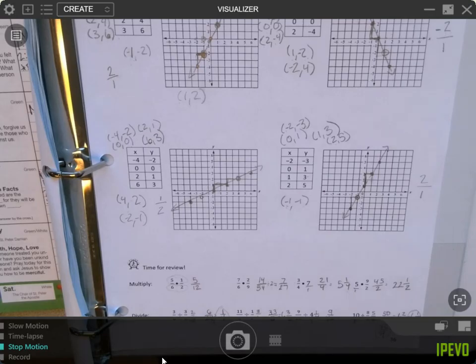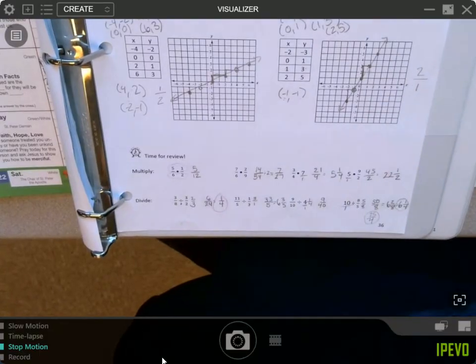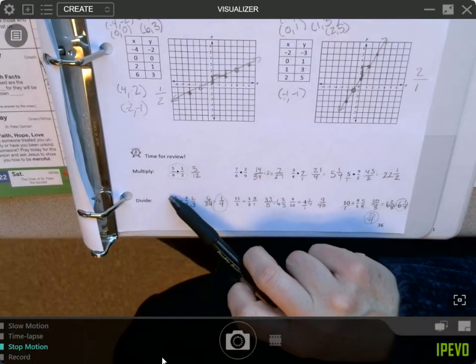All right. If at home you're not sure about your points, make sure you come and check with me, and we can see if you're using that slope correctly. Now it's our time for review.